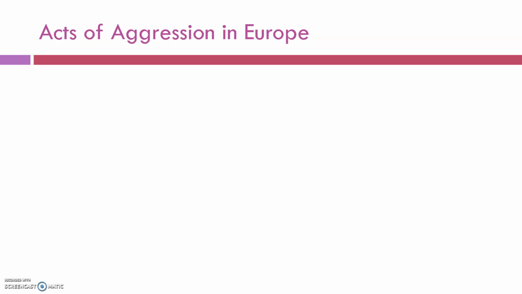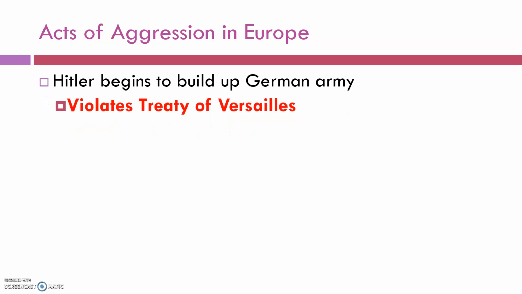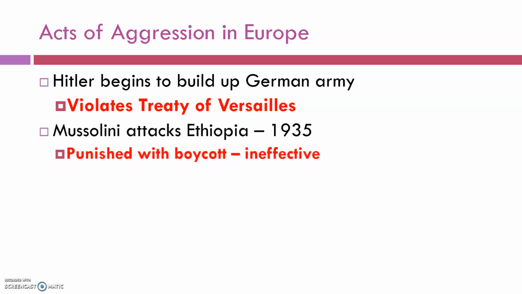At the same time, things were getting more aggressive in Europe. Hitler began to build up the German army, which violated the Treaty of Versailles. He was limited to a very small standing army, which he then promptly broke. But very clearly, no nation was willing to enforce the Treaty of Versailles. And so as Hitler saw that nations like France and Britain weren't going to do anything about what he did, he started to push the envelope a little bit more. Mussolini then joined the party by attacking Ethiopia in 1935. The League of Nations issued a boycott on Italy, which proved to be ineffective, and again started to show the weakness of the League of Nations in preventing a war from happening.